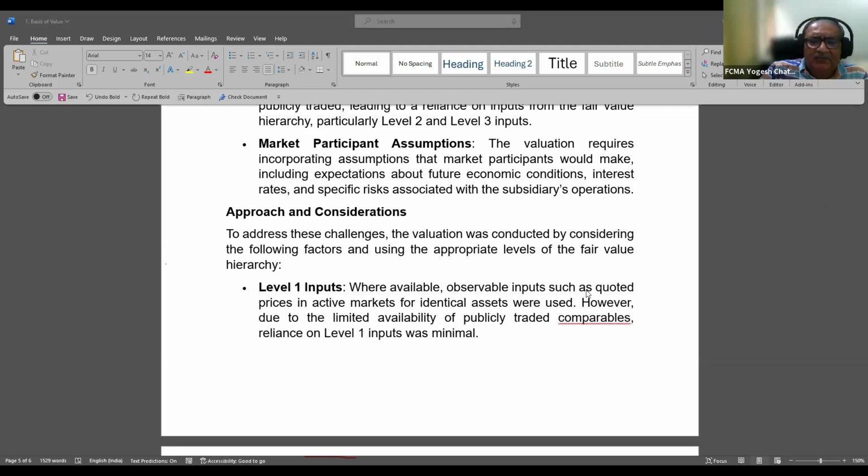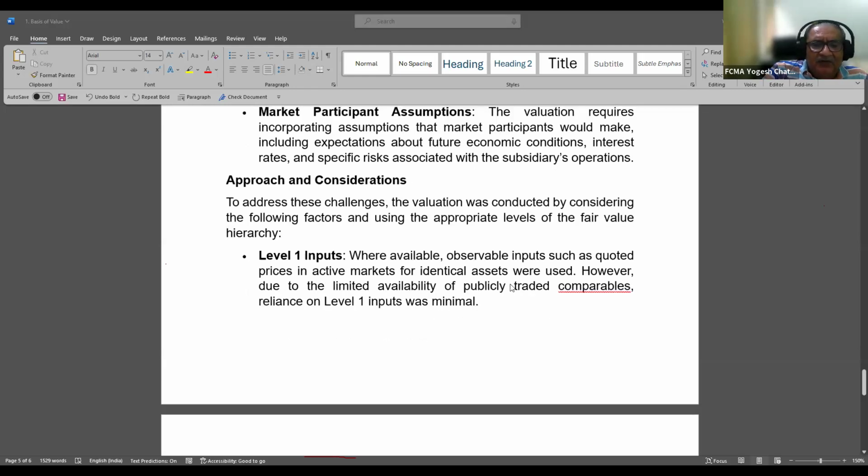So observable input, that is level 1 input, observable input as quoted price in the active market for identical asset were used. However, due to limited availability of publicly traded comparables, reliance on level 1 input was minimal. This particular subsidiary company was not a listed company. Alternatively, you take the details of a comparable listed company. But in this particular case, even the comparable listed company data was not available. So use of level 1 input in valuation was ruled out.